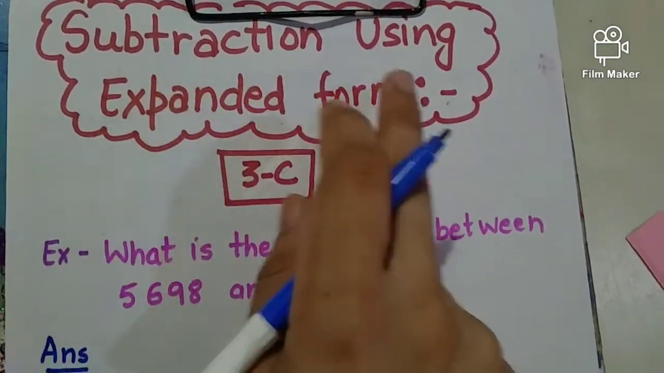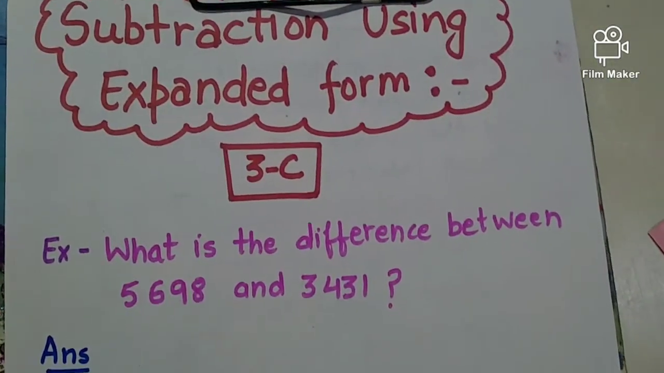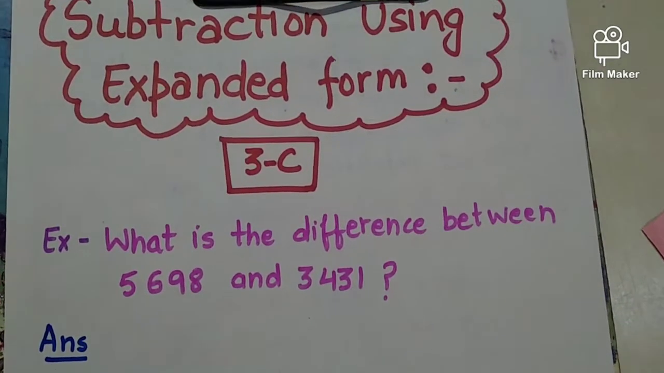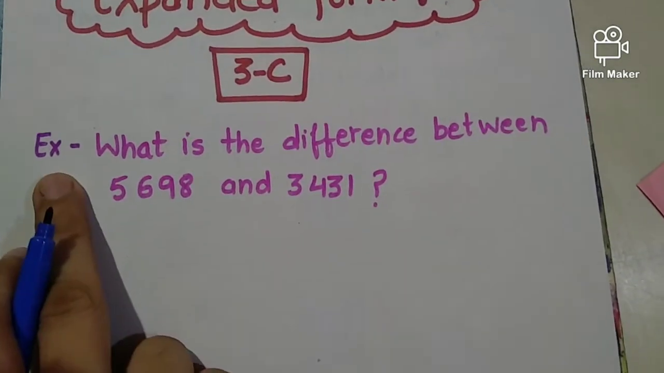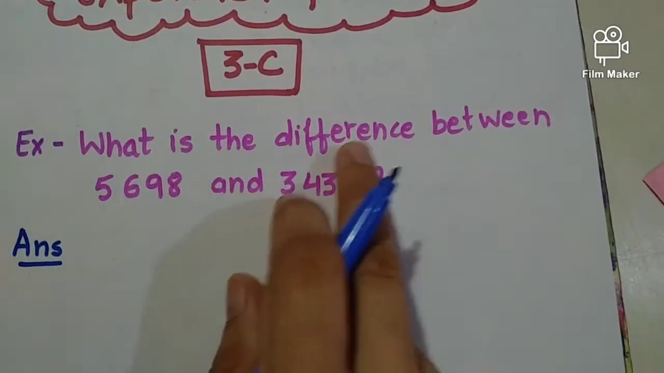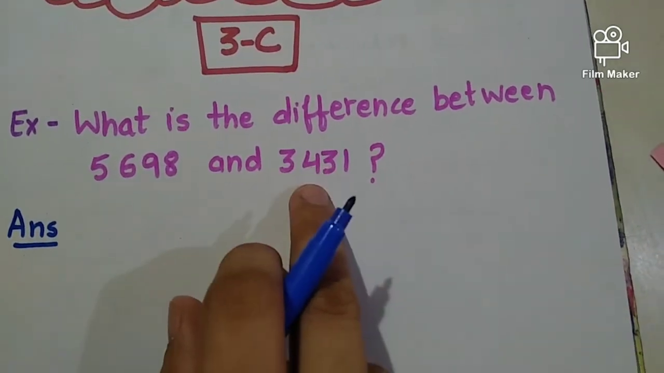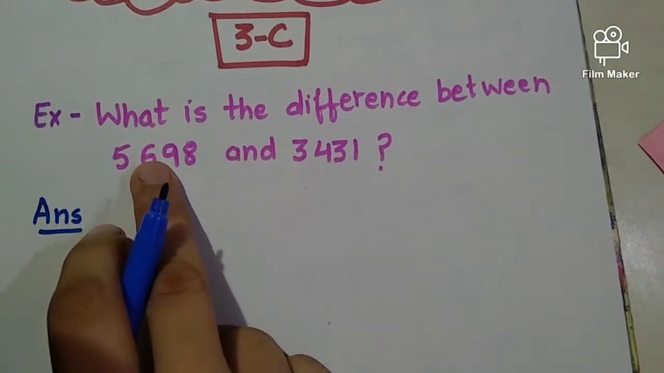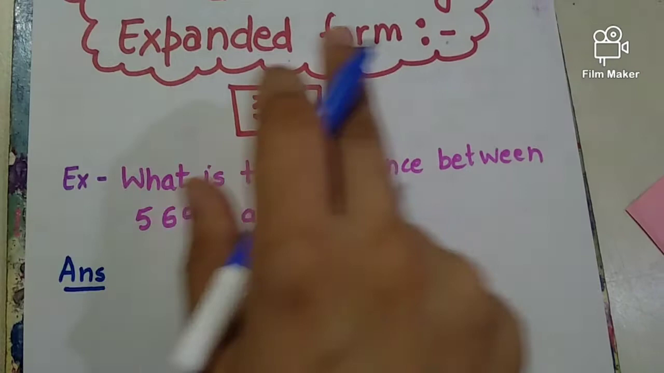Now let's move to our next exercise, that is 3rd C, and we have to study a new concept, that is subtraction using expanded form. How can we subtract a number using this expanded form method? Let's begin with our question. We have taken an example. What is the difference between 5698 and 3431? We have to find the difference between these two numbers, but with the method of expanded form.